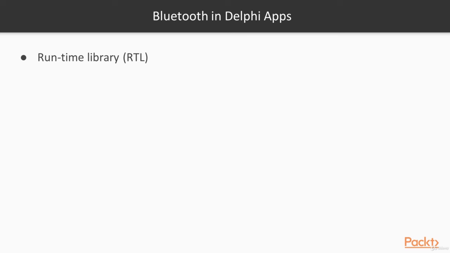Bluetooth in Delphi apps. So we've got the Runtime Library, or RTL. The RTL provides classes to implement Bluetooth support in your applications. When your application is running on a Bluetooth-enabled device, your application can use the Bluetooth capabilities of the device to connect to applications on remote devices, and you can exchange data with those remote applications.